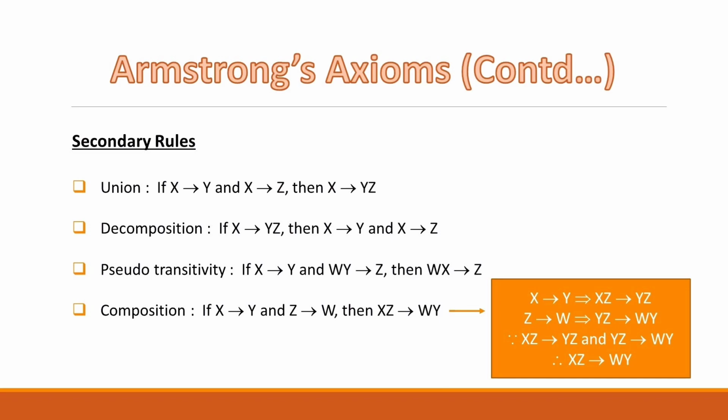So which rule can we apply here? We can apply the transitivity rule. So from the transitivity rule, we can write the functional dependency from XZ to WY. Thus we have obtained the composition rule from the augmentation and transitivity rules. So these were the Armstrong's axioms.